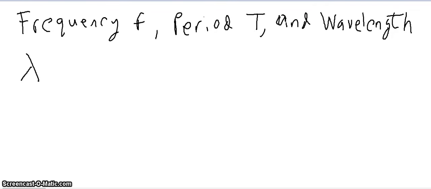Alright, so now what we're going to do is relate the frequency and the period and another quantity called the wavelength to even another quantity, which is called the speed of the wave, or the velocity of the wave. So the speed, and so we'll just use v. Okay, so we're going to relate all these quantities.